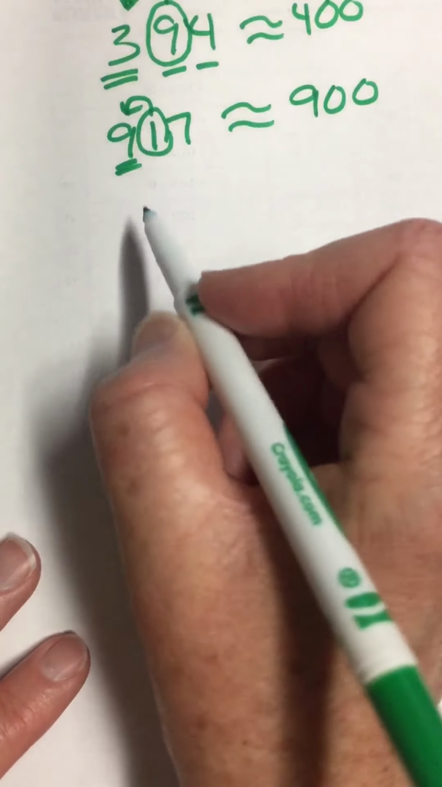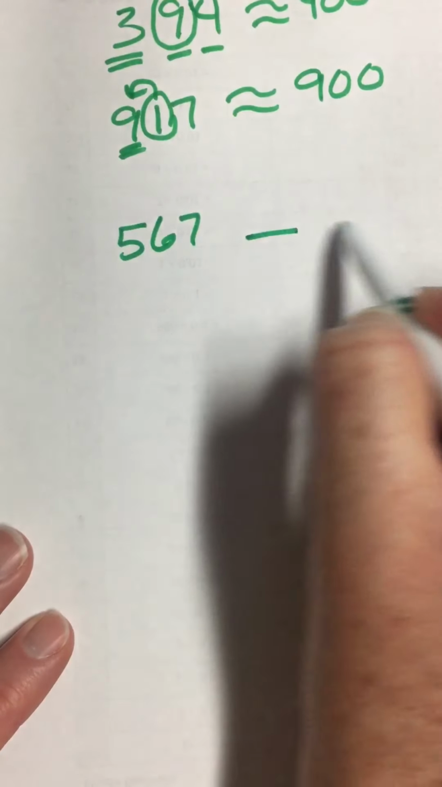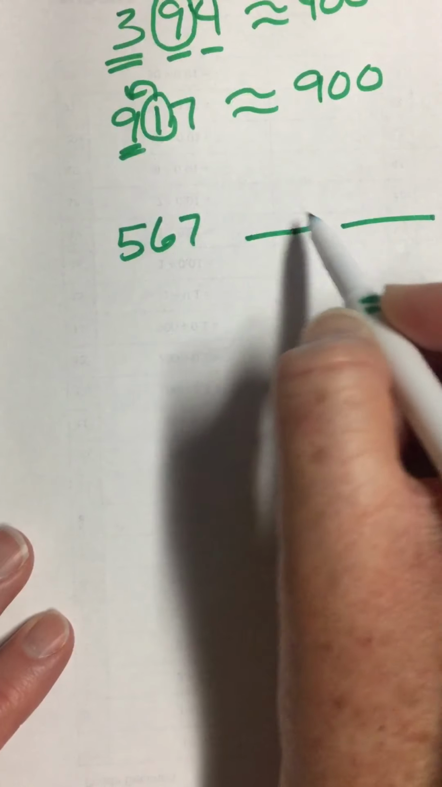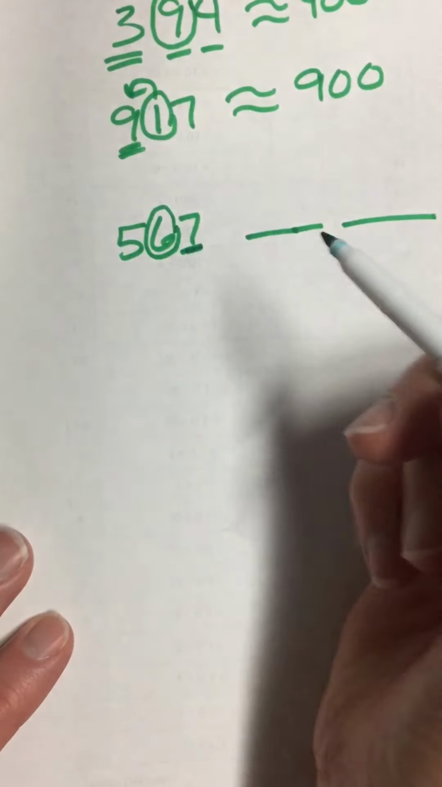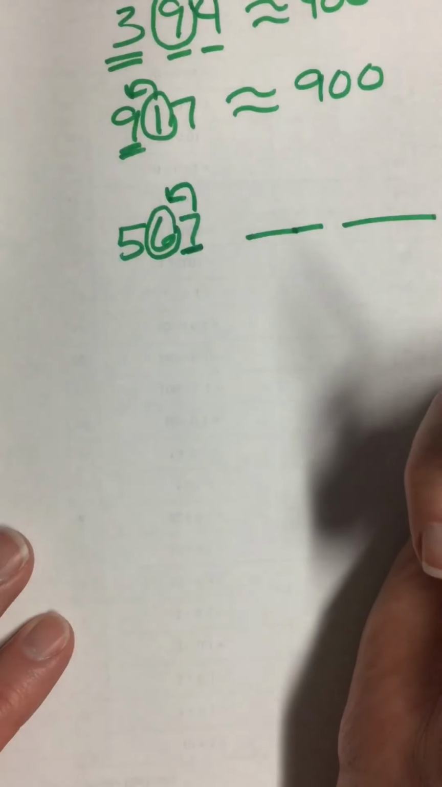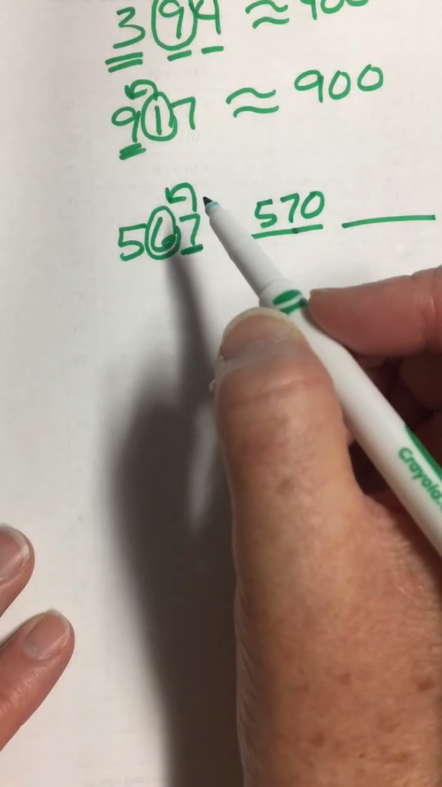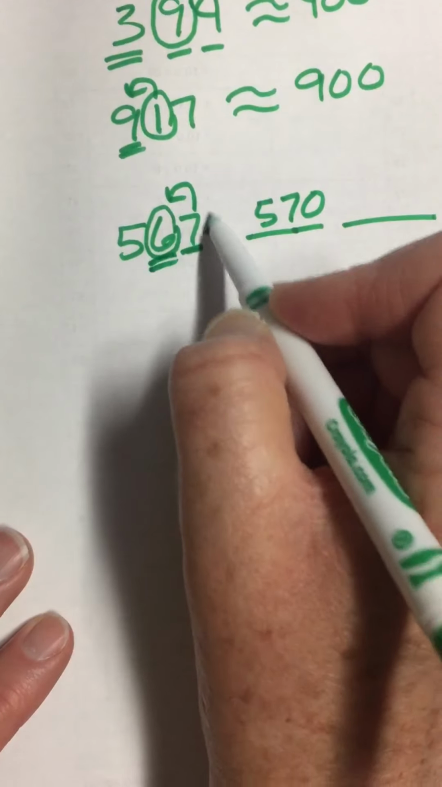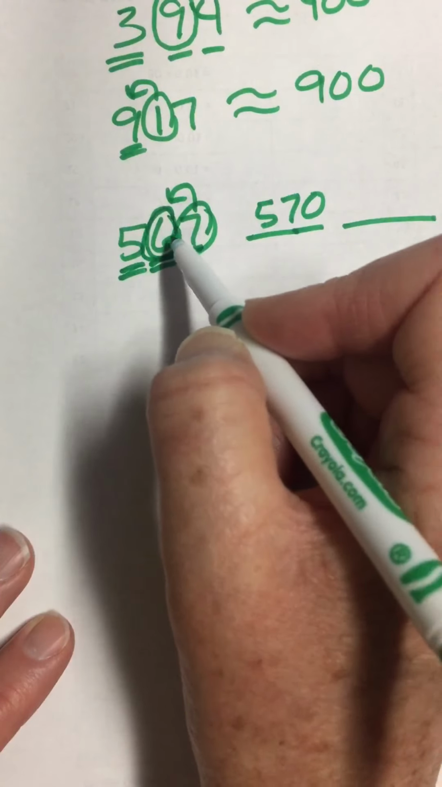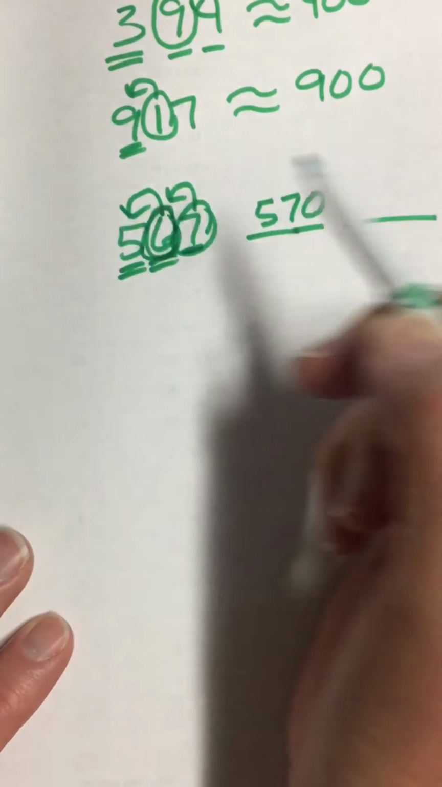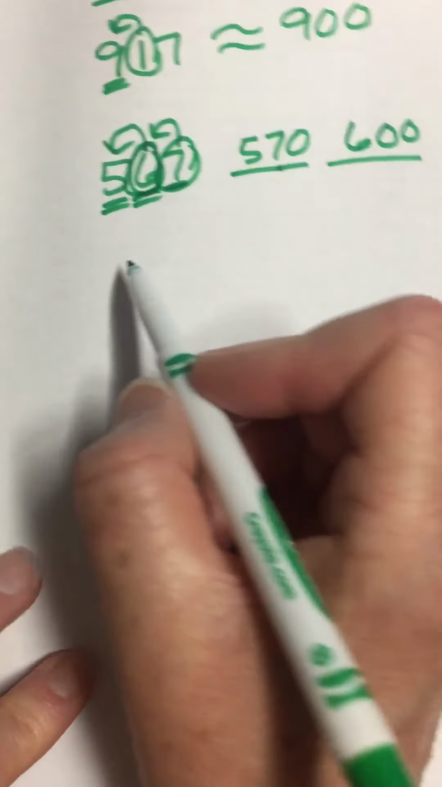On one part of the sheet, they ask you to do both. So 567, they round to the tens place and the hundreds place. First I would look at this number with the 6. I'd look at the 7 and say, oh, that's going to round up to 570. Then I'm going to look at the hundreds place and look at the 6 and say, oh, that 6 is going to make that 500 round up to 600. So I'm going to have 2 answers on these ones.